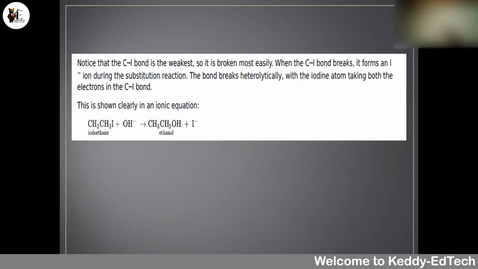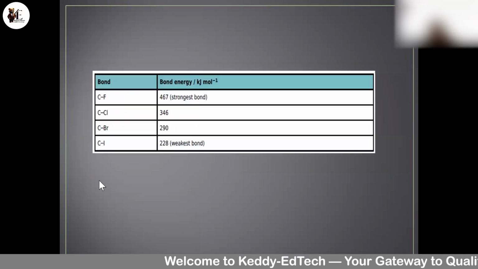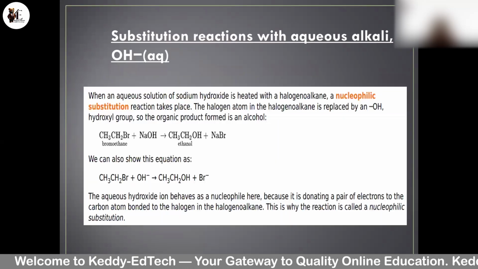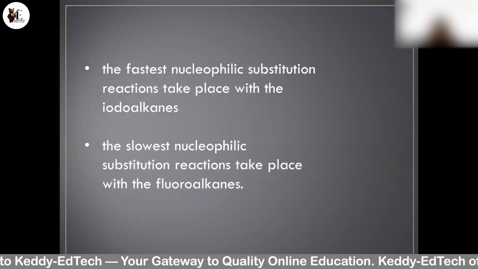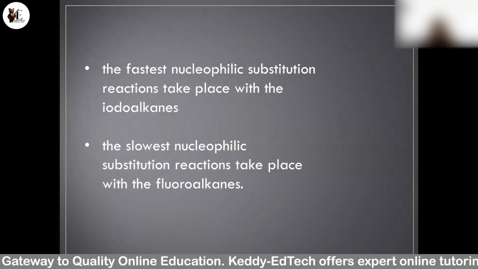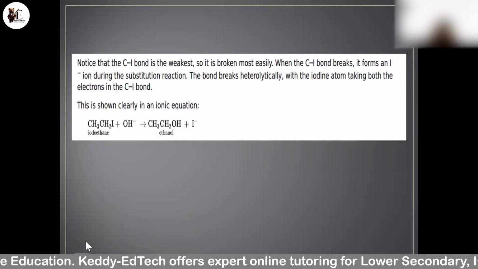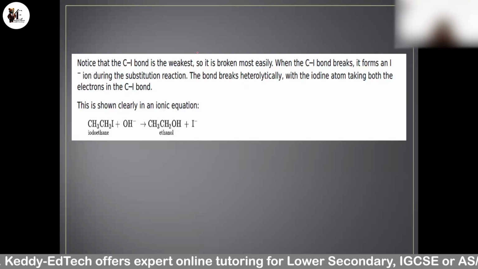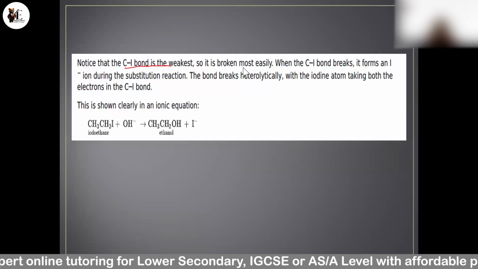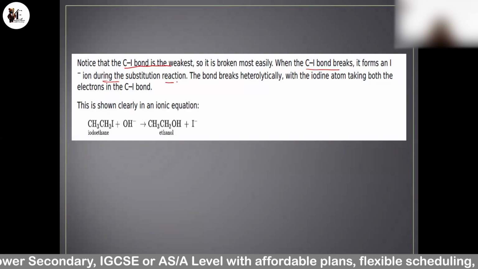Okay, so if you remember in the last class, we were discussing how the C-F bond is the strongest and how the C-I bond is the weakest. So nucleophilic substitution reactions are fastest in the case of iodoalkanes because it is easy to leave the iodine, but slowest in the case of fluoroalkanes. Note that the C-I bond is weakest, so it is broken easily. When the C-I bond breaks, it forms an I minus during the substitution reaction.